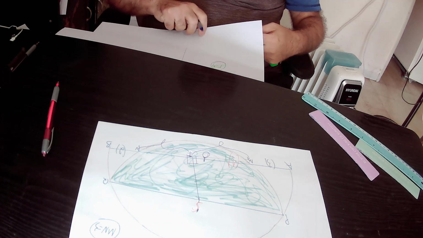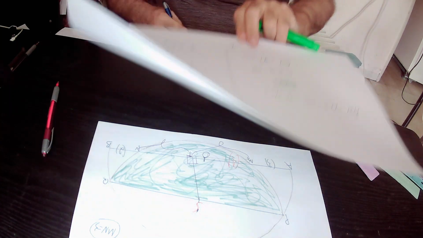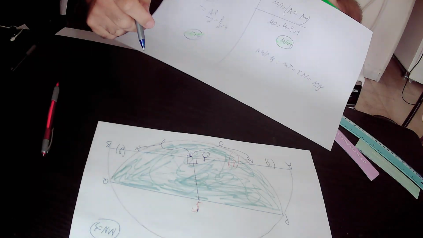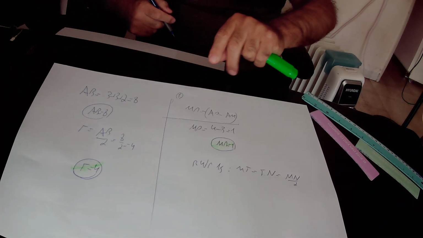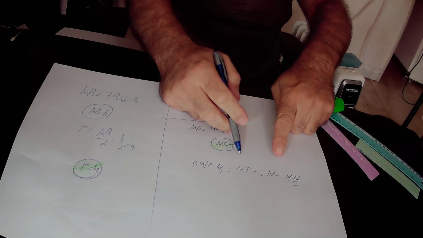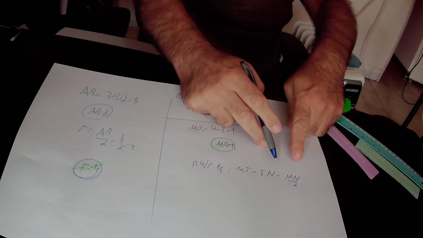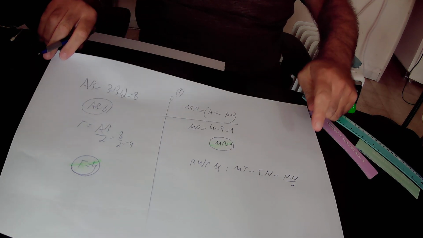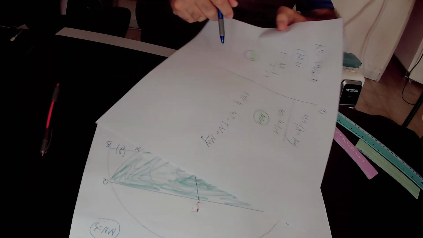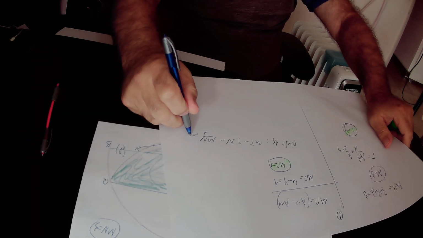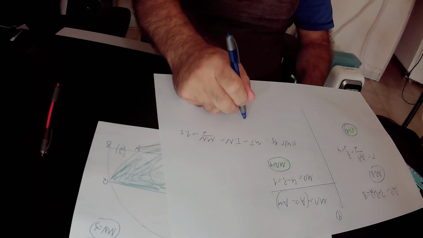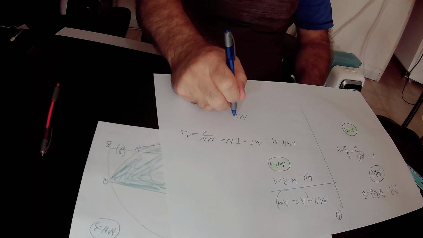And again, according to rule 15, the perpendicular ST to chord MN bisects chord MN. So the first half MT must be equal to the second half TN, and each half must be equal to MN over 2. MN is 3, therefore MN over 2 is 3 over 2, which is 1.5. So in conclusion, we found that MT equals TN equals 1.5.